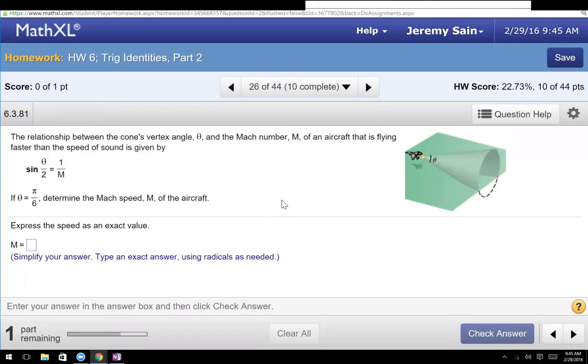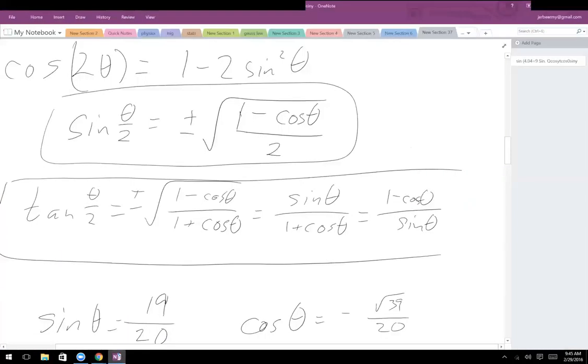Okay. That's really simple because we had actually already done it. Because theta over 6 is what in degrees? 30. So theta over 2 would be 15. And we already did that.